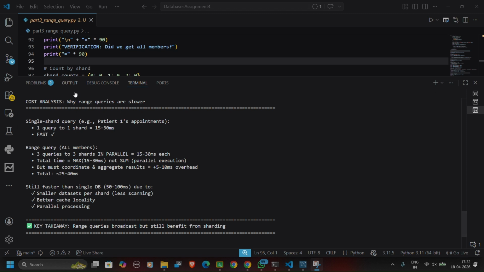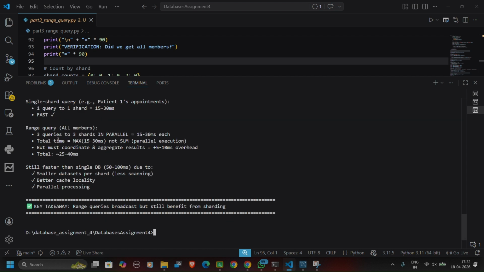Let's see the cost analysis of why range queries are slower. You can see the single shard query, for example patient one's appointments: one query on one shard, taking about 15 to 30 milliseconds. That is very fast. But for the range query, we have to send 3 queries to 3 shards in parallel, 15 to 30 milliseconds each. Total time will be the maximum of 15 to 30 milliseconds, not the sum, because of parallel execution. But we must coordinate and aggregate results, which adds 5 to 10 milliseconds of overhead. So we get in total 25 to 40 milliseconds, still faster than a single DB search, which takes about 50 to 100 milliseconds, due to smaller datasets per shard, better cache locality and better processing, as you can see over here. So the key takeaway is that range queries broadcast but still benefit from sharding.